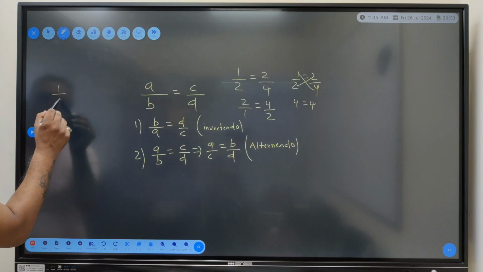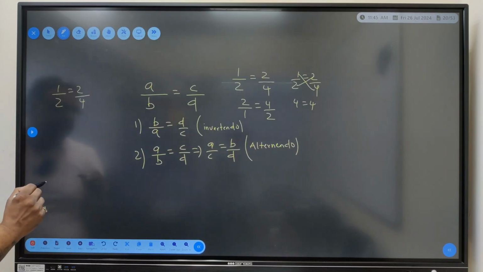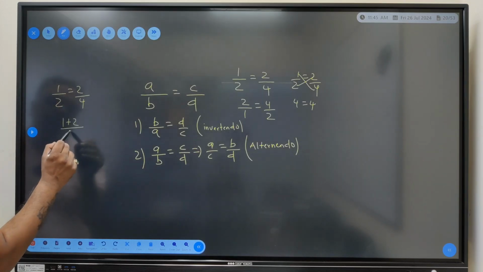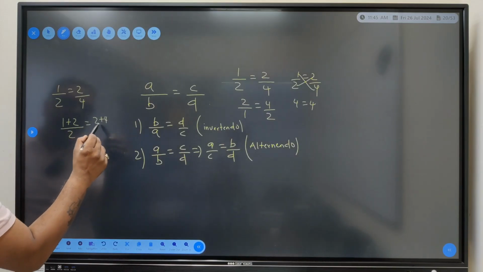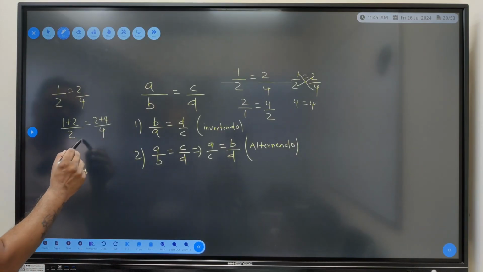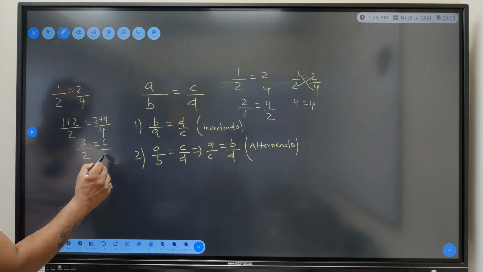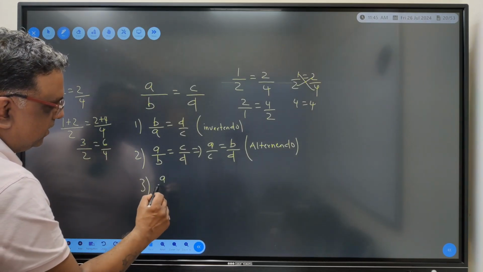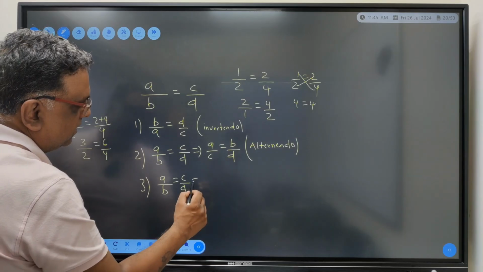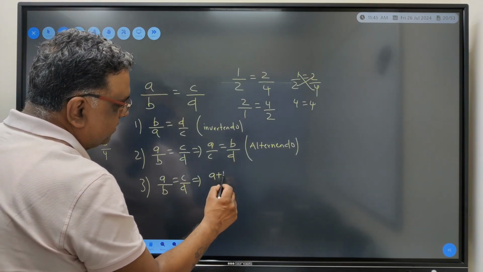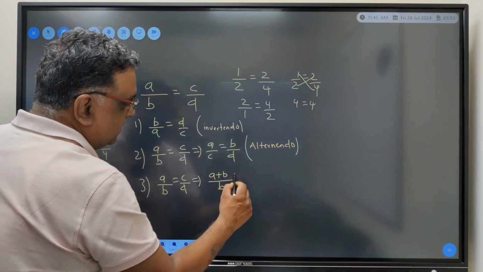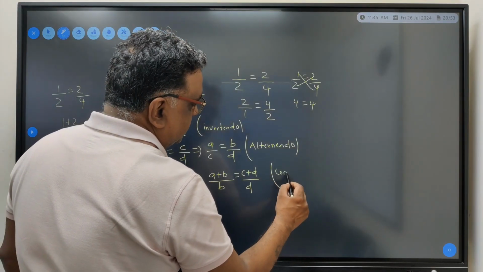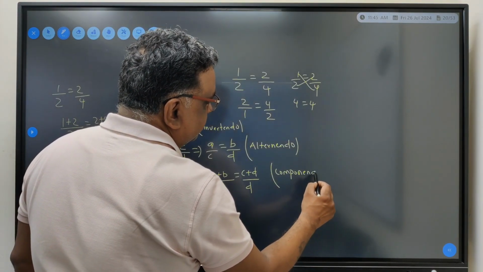Now, if 1 upon 2 is equal to 2 upon 4, if I add the denominator to the numerator, I do 1 plus 2 upon 2, and here also I do the same, 2 plus 4 upon 4, which means this became 3 upon 2 and this became 6 upon 4, still they are the same. So what does this mean? If A upon B is equal to C upon D, it implies A plus B upon B should be equal to C plus D upon D. So this is known as the property componendo. Clear?